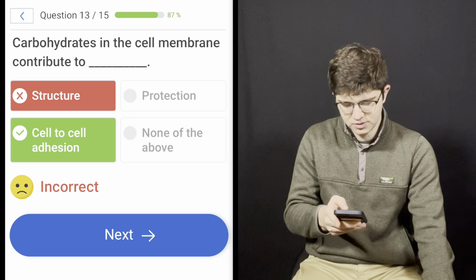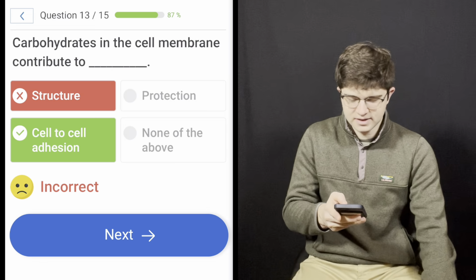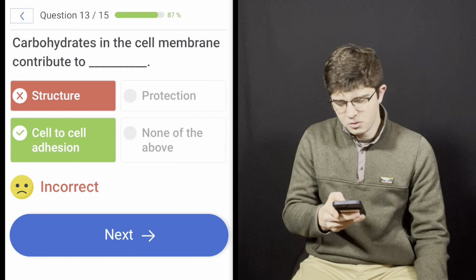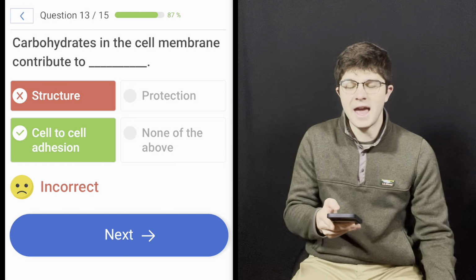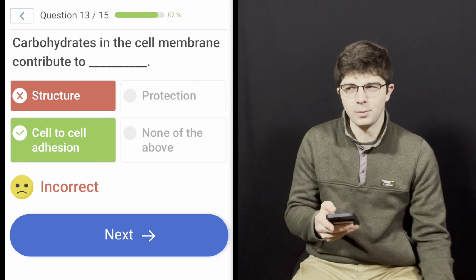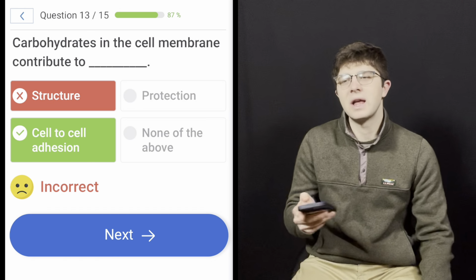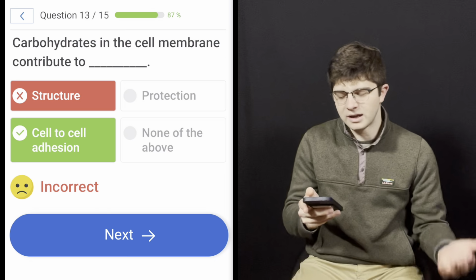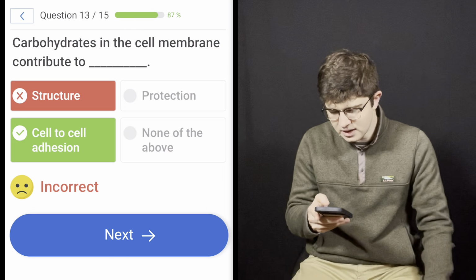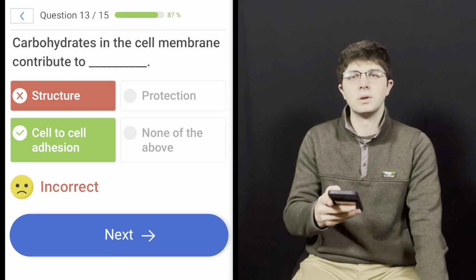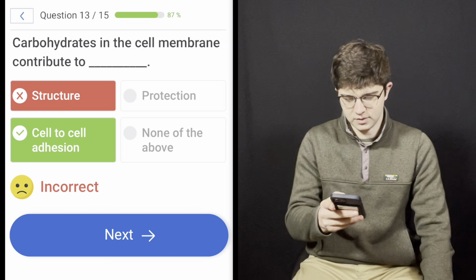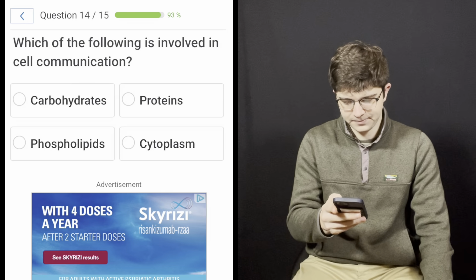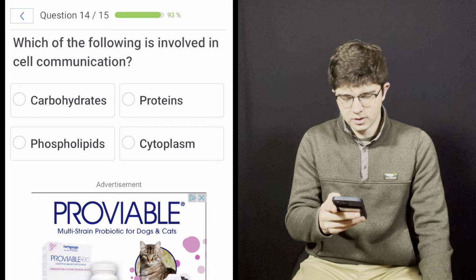Really? Yeah, interesting. How? When I think of cell-to-cell adhesion, I think of anchor proteins, and those are not carbohydrates. But there are also glycoproteins, and there are combinations of things on the cell. But man, I've really ruined this quiz score for both of us. But oh well. All right, question number 14.